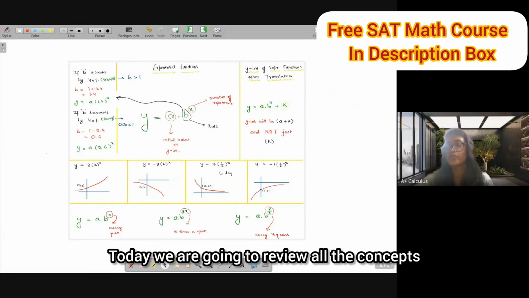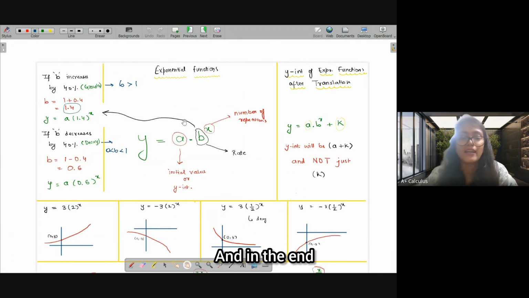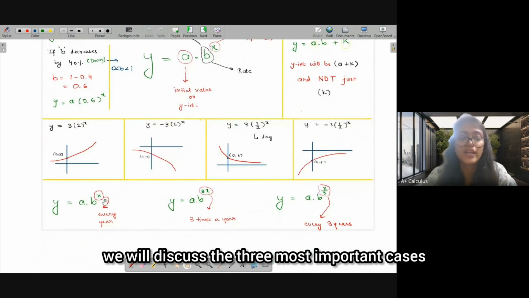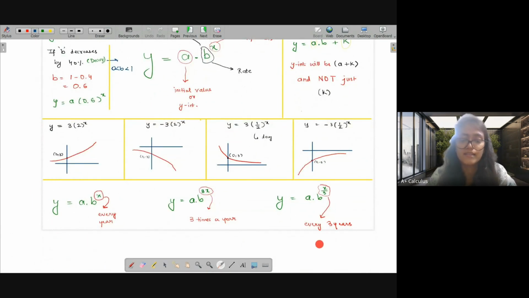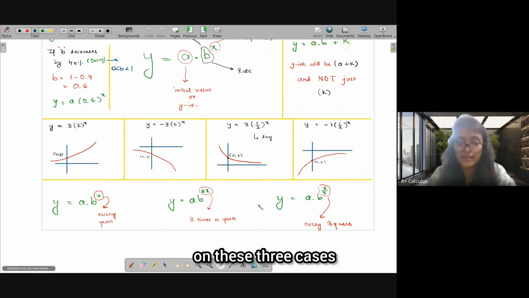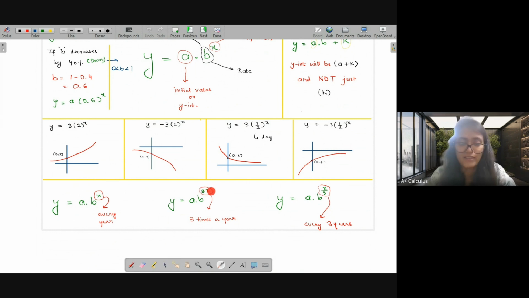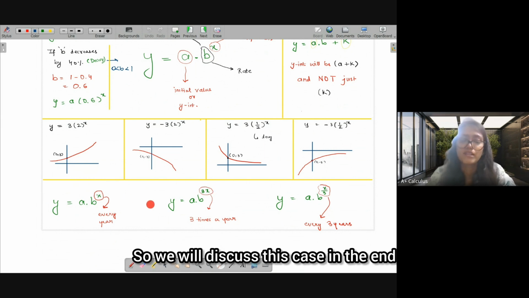Today we are going to review all the concepts of exponential functions for SAT Math. And in the end, we will discuss the three most important cases. You will definitely get one question based on these three cases. This is what SAT test creators love to test, 3x, x over 3. So we will discuss this case in the end.